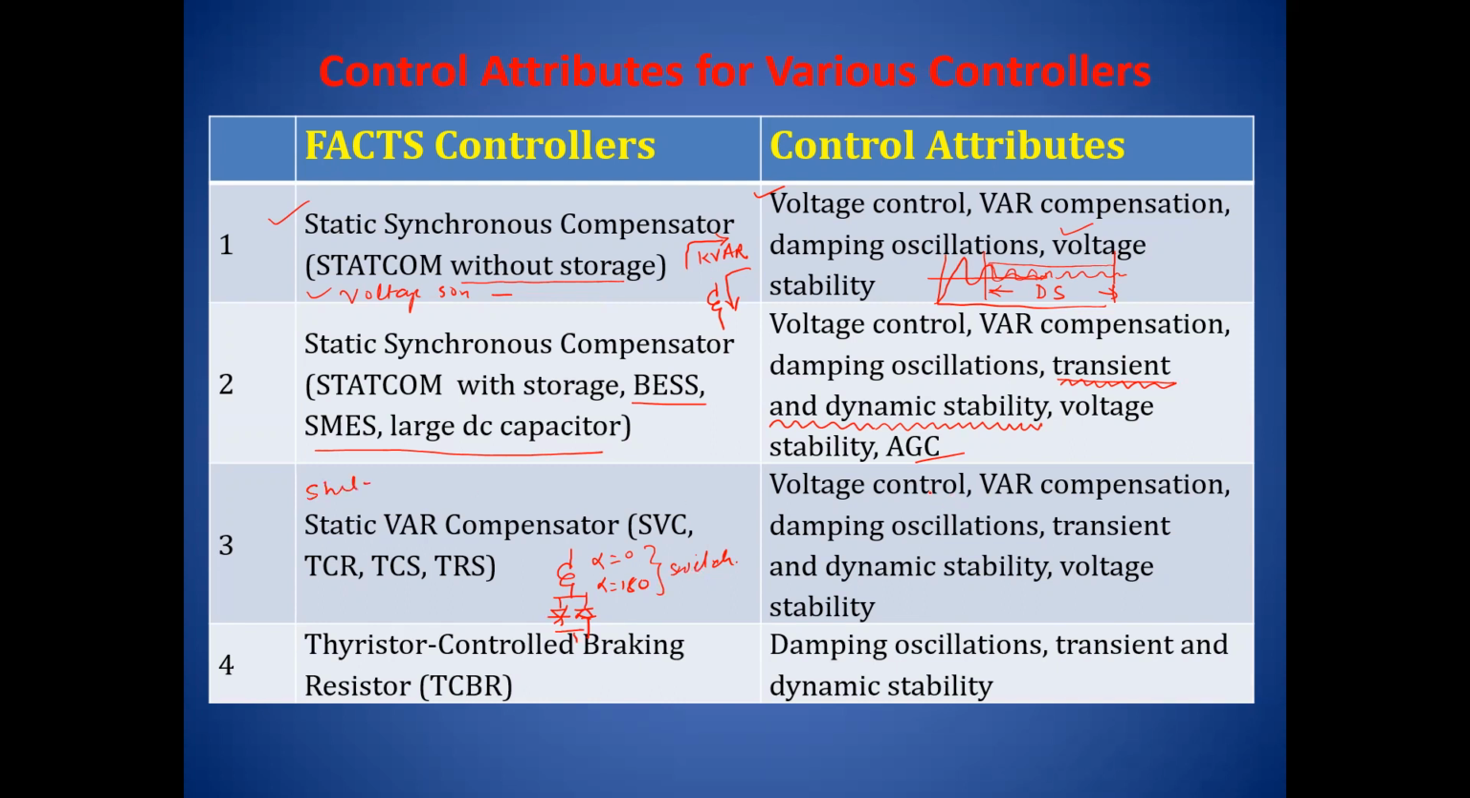So it provides voltage control, var compensation, damping oscillation, transient and dynamic stability, and voltage stability. It is somewhat less costly, so it can be used in the system. Now, Thyristor control braking resistor. I think that point was remaining. Again, it is used for damping oscillation and dynamic stability.